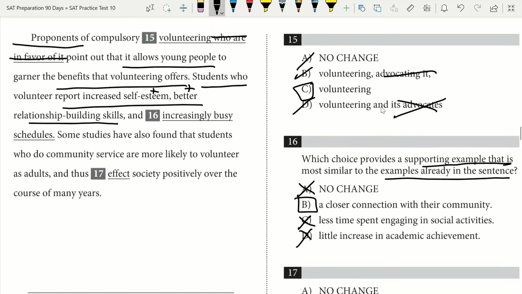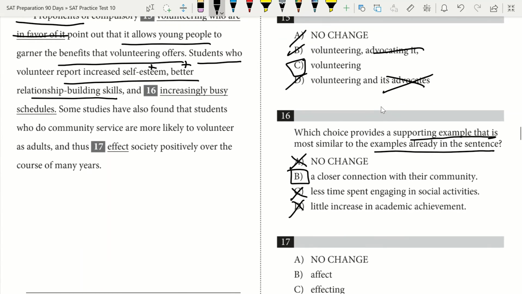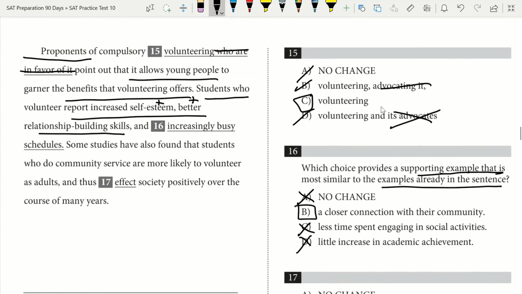So anytime you're asked for something that is similar to other examples in a sentence or similar to other things contained in a paragraph, make sure that you're doing that. Okay, so if all the things are positive, your next one better be positive. If all the things are critiques or negative, make sure the next thing's also a critique or negative. Make sure you're matching the other examples when it asks you to.